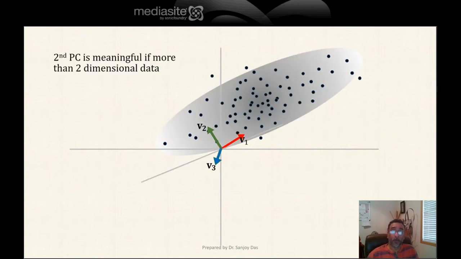But if you had more than two dimensions, say three dimensions, then it makes more sense. So you can find the direction of maximum variance, that's V1. Then you can find another direction, V2, of maximum variance that's orthogonal to V1. And that's the second principal component. And then the third principal component will be yet another direction, V3, that maximizes the variance, but under the condition that it's orthogonal to both the first and the second principal components.